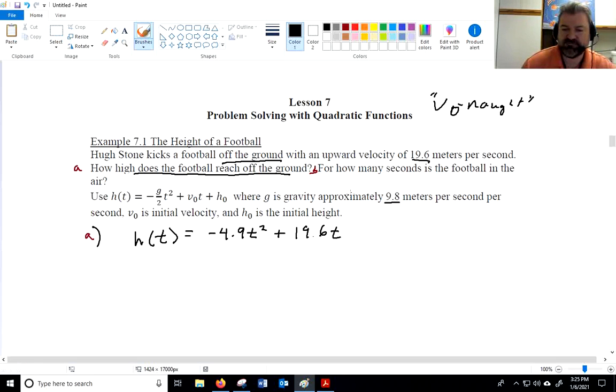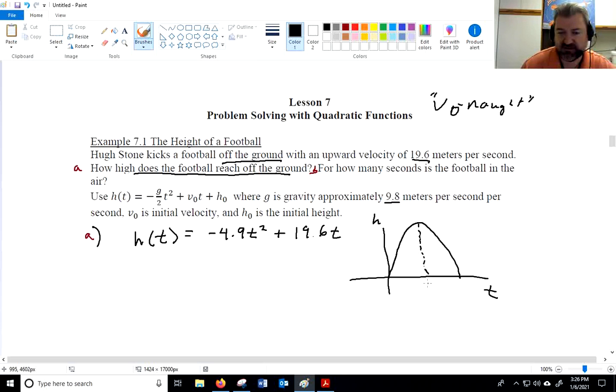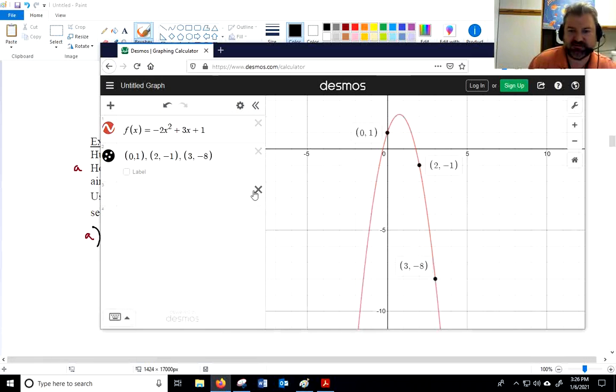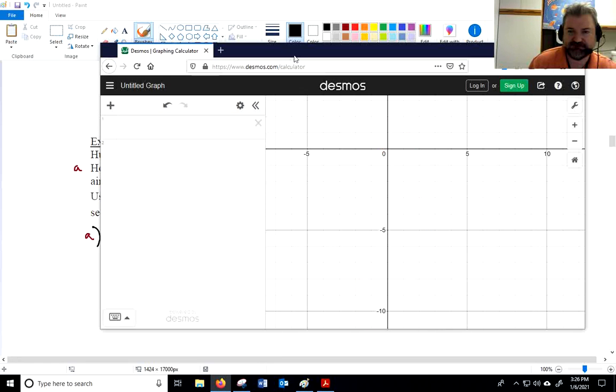Well, if we graph this equation, it's going to be a parabola that goes up and down over time, where this is time in seconds and this is the height. This point right here will be the time of the highest point, and this would be the height of the highest point. So let's go right to it, and let's pull out a graphing calculator and graph this together.